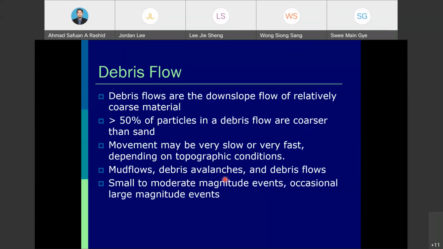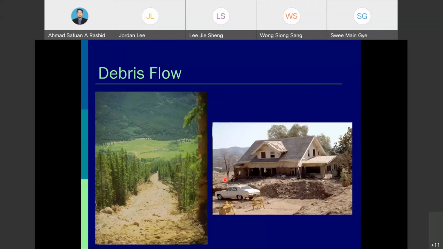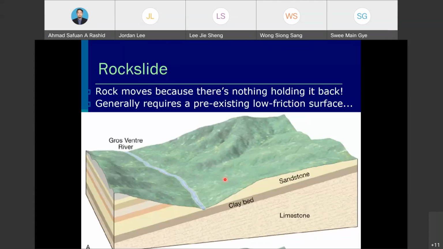Small to moderate magnitude event or occasional large magnitude event. So this is an example of the debris flow. I forgot to share the event at Yan, Kedah. I'll update my slide later to share the event that happened in Kedah under the debris flow.